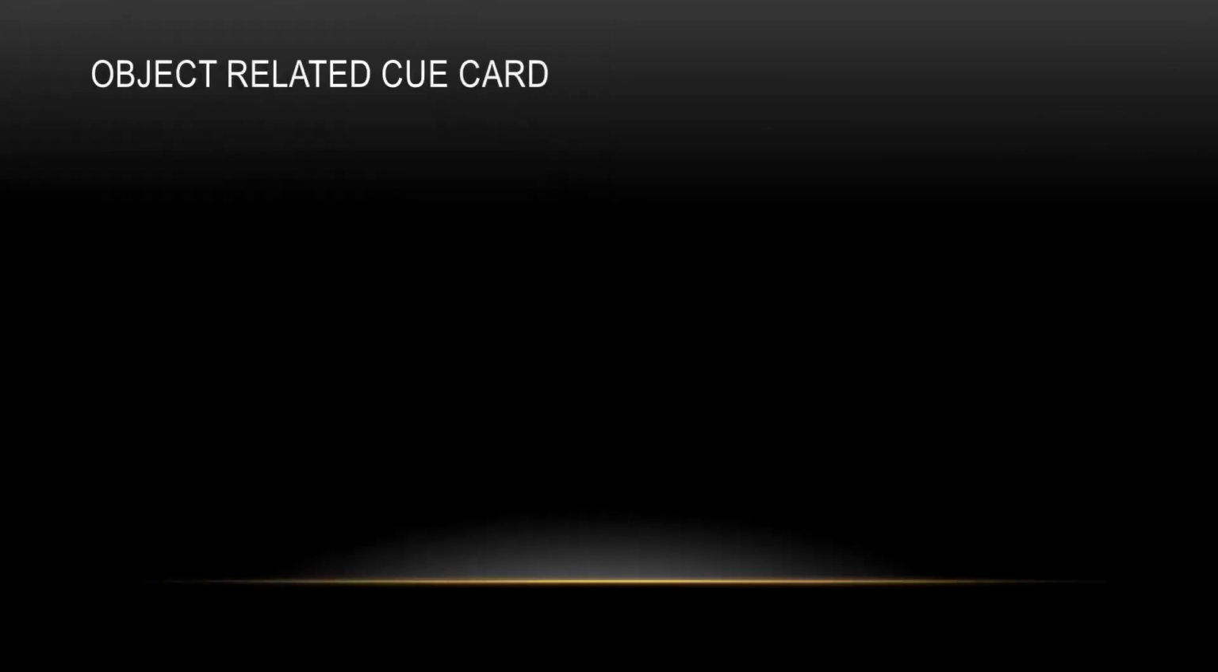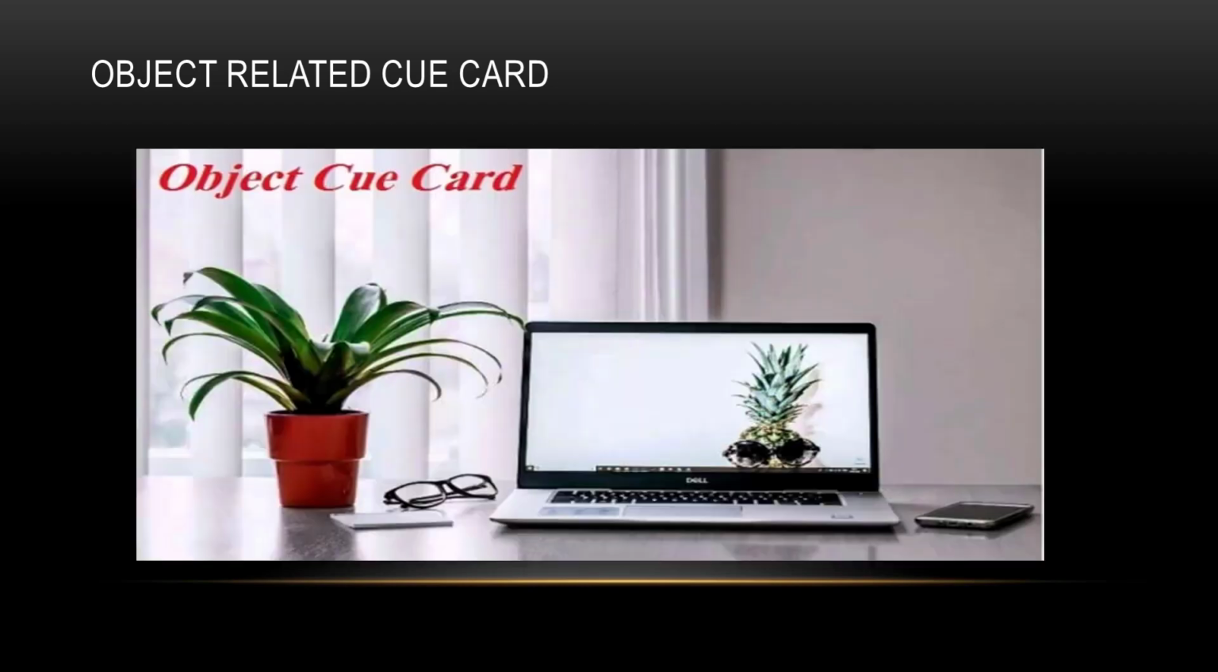Dear audience, today we are going to talk about object-related cue cards. We know there are 4 types of cue card in IELTS speaking: people, place, event, and object. So today we'll discuss object-related cue cards: how you can answer properly, what the strategy will be, what type of vocabulary you will use, everything we'll discuss today. So let's go for the object-related cue card.